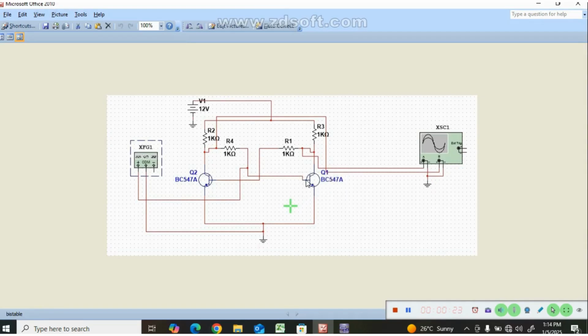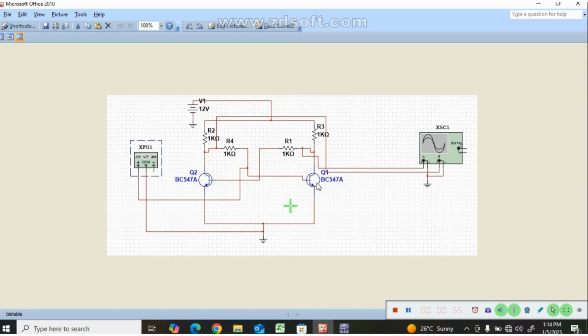This circuit uses two transistors. If the first transistor goes to saturation, the second transistor is in cutoff, or if the second transistor goes to saturation, the first transistor is in cutoff. It is not possible to turn on or turn off both transistors simultaneously. At least one transistor is on while the other transistor is in the off state. This state change occurs continuously, so we get a continuous square waveform at the output side.